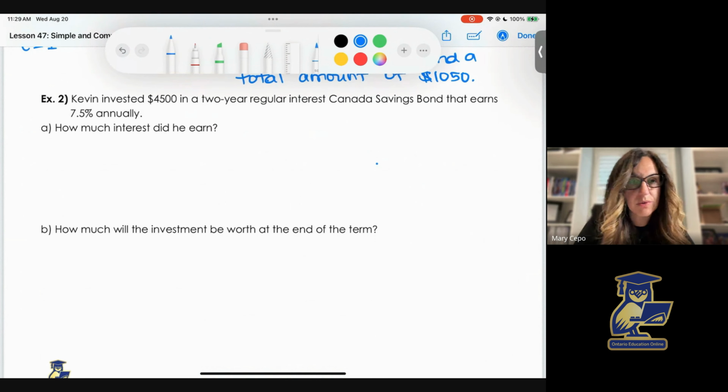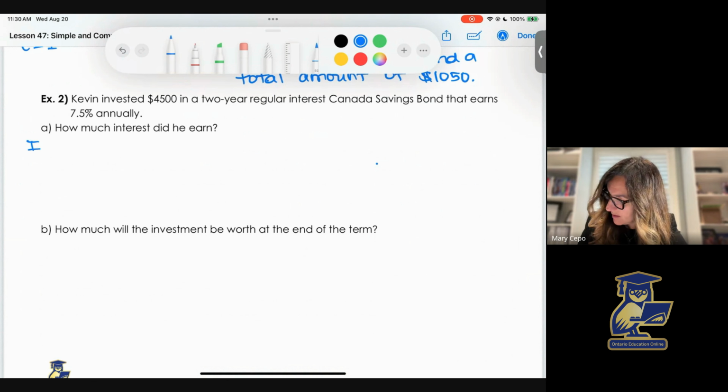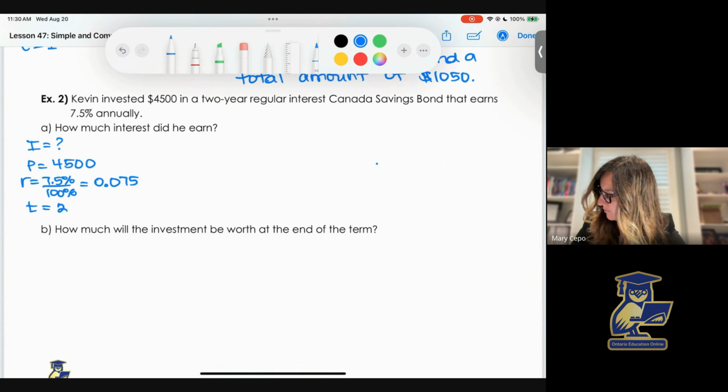Okay, moving on to number 2, we have Kevin invested $4,500 in a 2-year regular interest Canada savings bond that earns 7.5% annually. How much interest did he earn? So again, we know the simple interest formula is I is equal to principal, so it's 4,500. The rate, which is 7.5%, but we divide that by 100%, which is 0.075. And of course, it was 2 years, so T is equal to 2.